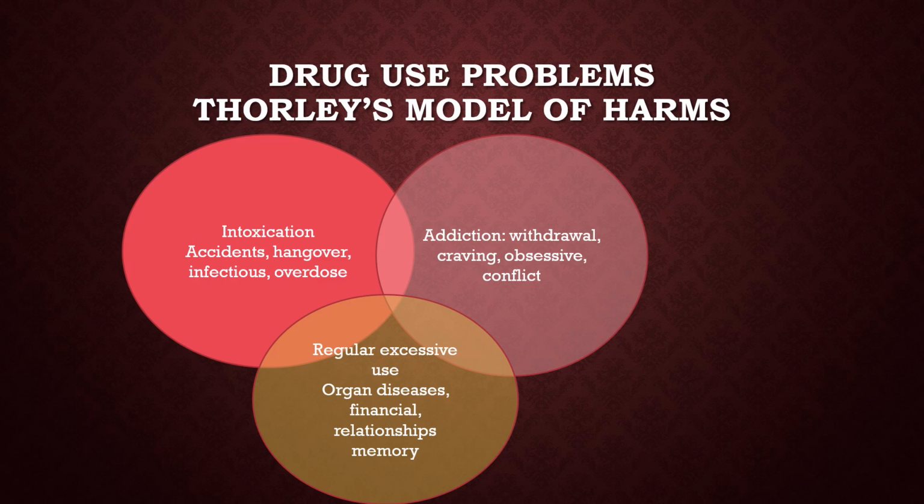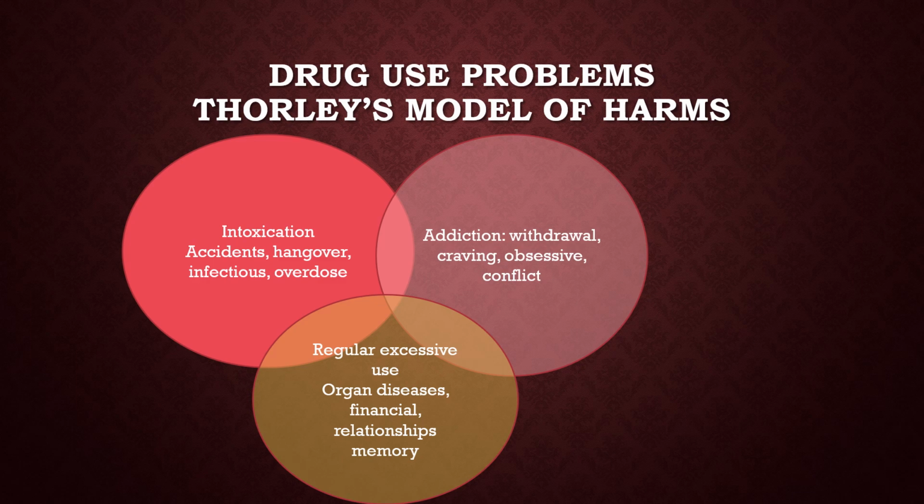If we were to sit in the room and come up with a list of all the risks and problems that are associated with substance use, we might be able to come up with something like this Venn diagram. Thorley conceptually described problems associated with drug use as belonging to three domains: intoxication, regular use, and addiction. The diagram shows that his domains are not mutually exclusive and that it is possible to have problems in one, two, or all three domains. The problems listed in each of the domains in this diagram are not exhaustive, they're just some suggestions.